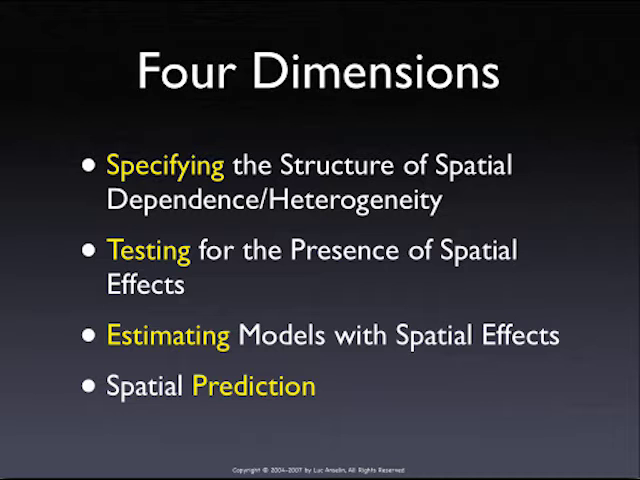So we will focus on three aspects of this. How do we specify the spatial interaction in a regression model? That's what we'll do tomorrow. Then how do we know whether this is really worth bothering with? How do we test for spatial autocorrelation? How do we assess what kind of spatial autocorrelation it is and what kind of models we need to implement? And then how do we estimate these models?